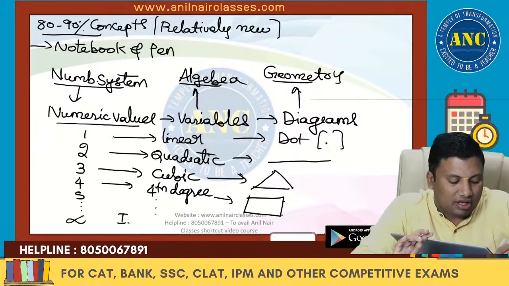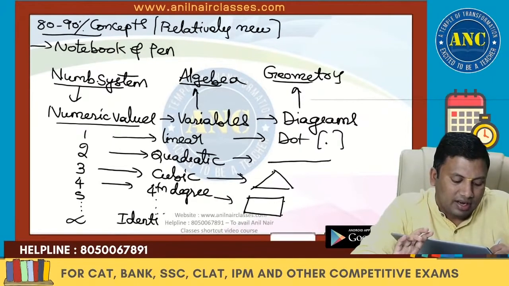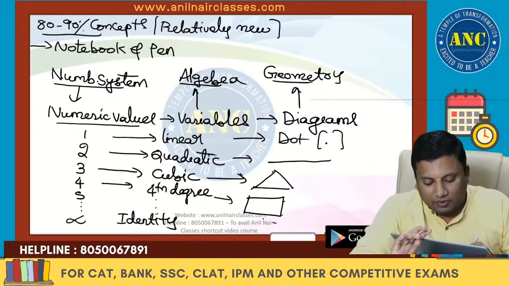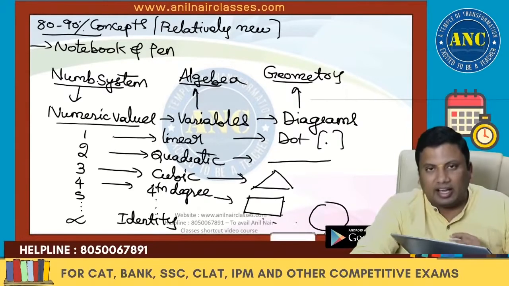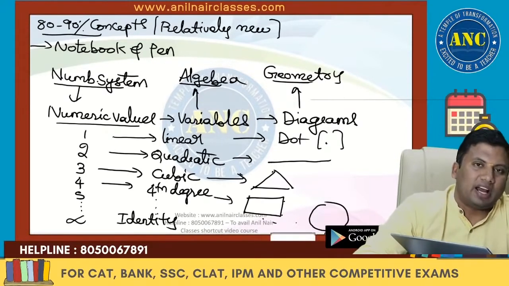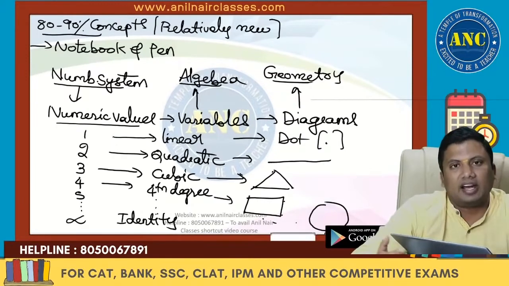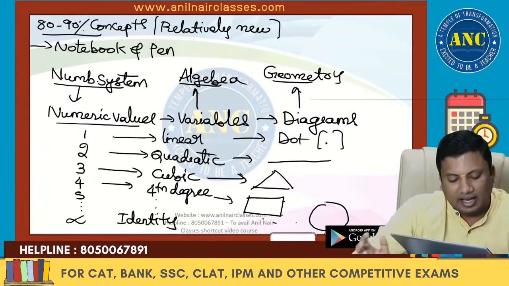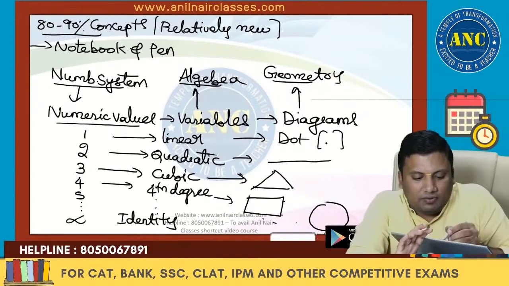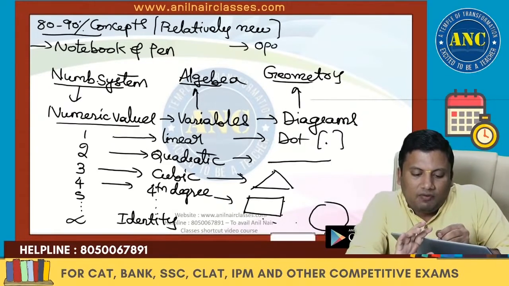That is an identity equation. That is a circle. A circle is a collection of quadrilaterals. A quadrilateral is a collection of triangles. A triangle is a collection of lines. A line is a collection of dots. So this, in computer terminology, we call operator overloading.